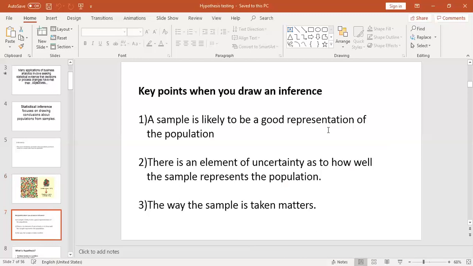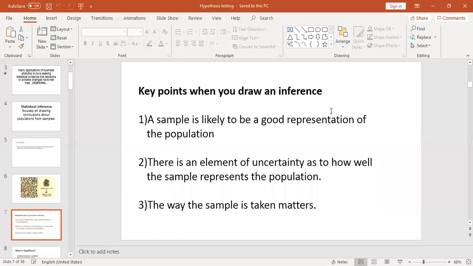There are key points for you to remember when you are drawing an inference. The first one is, a sample is likely to be a good representation of the population. When you are drawing a sample in order to derive an inference with regard to the population, you have to be mindful of which sampling technique you are going to use. Based on that, you have to be mindful whether the particular sample that you are taking is a good representation of the population.